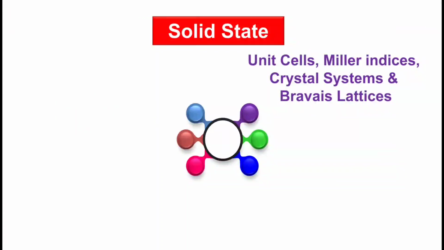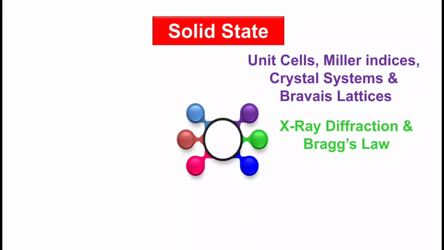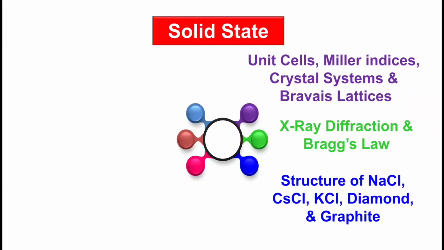Next topic is solid state chemistry. Here the unit cell, Miller indices, crystal systems and Bravais lattices. Next we have X-ray diffraction, that is called XRD, and Bragg's law. This is a very important topic in solid state. Later we need to read the structure of NaCl, cesium chloride, potassium chloride, diamond and graphite.